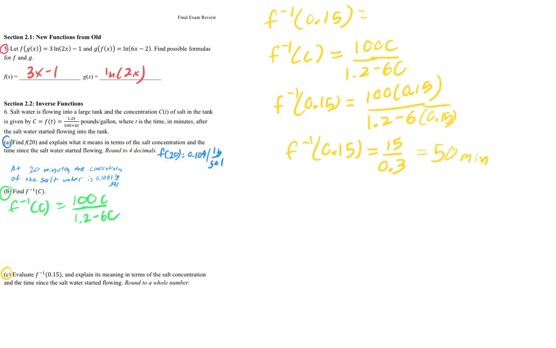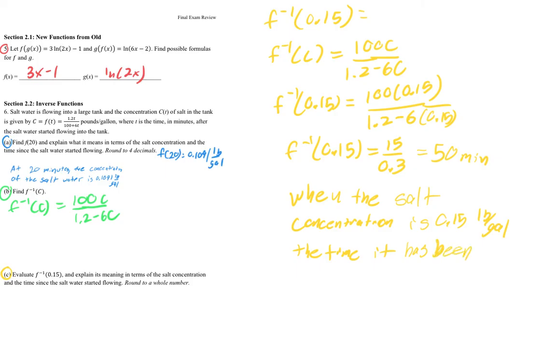Right? So, writing this in, we're going to explain this in terms of words. And so that when the salt concentration is 0.15 pounds per gallon, the time it has been flowing is 50 minutes.